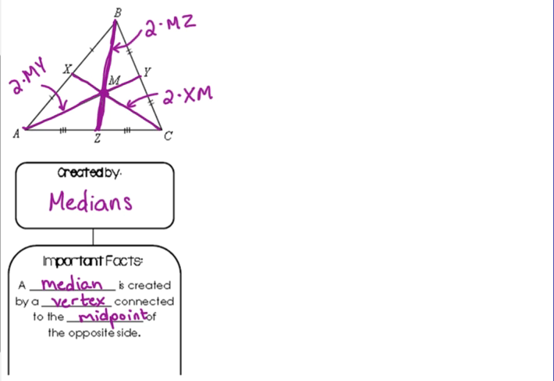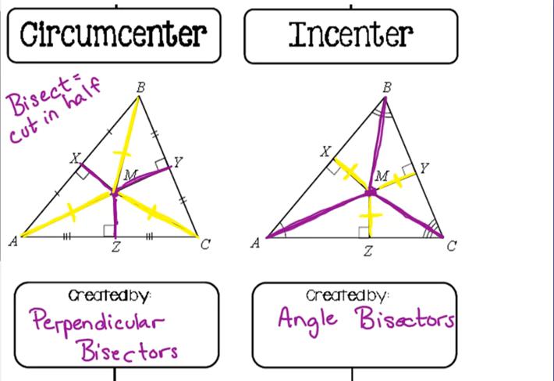Now, the way that this standard is phrased is it says, verify experimentally the centers of triangles. So it doesn't tell you to apply any of the properties. It's pretty much just wanting you to recognize them. So let's go back to the beginning and let me give you some hints for remembering which one is which.